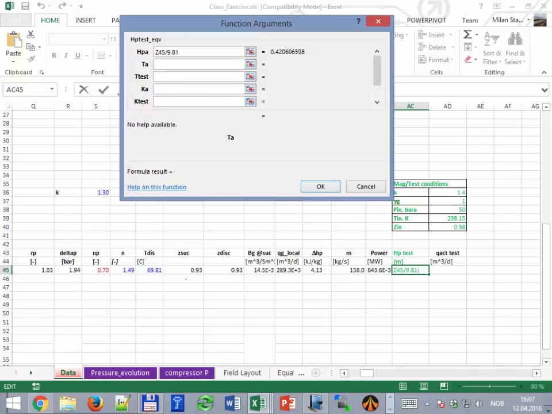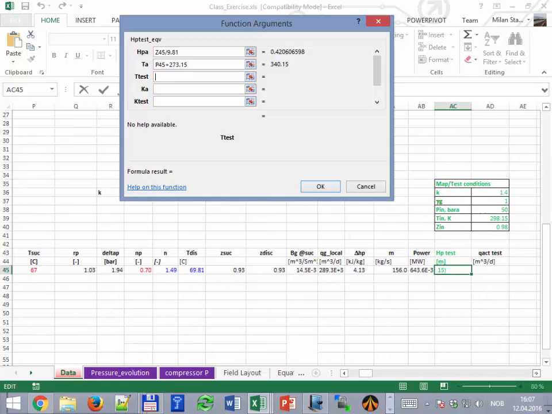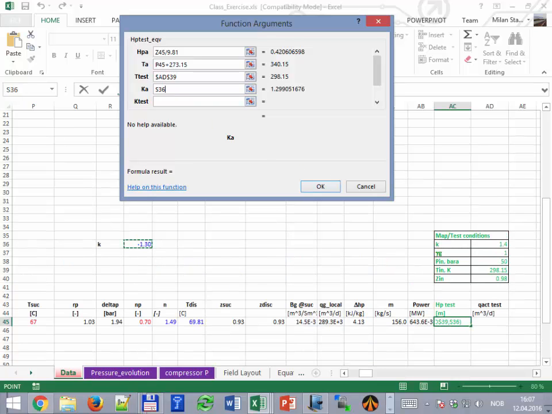The temperature at the suction, that is on the left, and that should be also in absolute. Then the T of the test, I put it here someplace, here. That should be blocked. Then the K that I have is this one. That should be also blocked. The K of the test, that is here, and that should be also blocked.